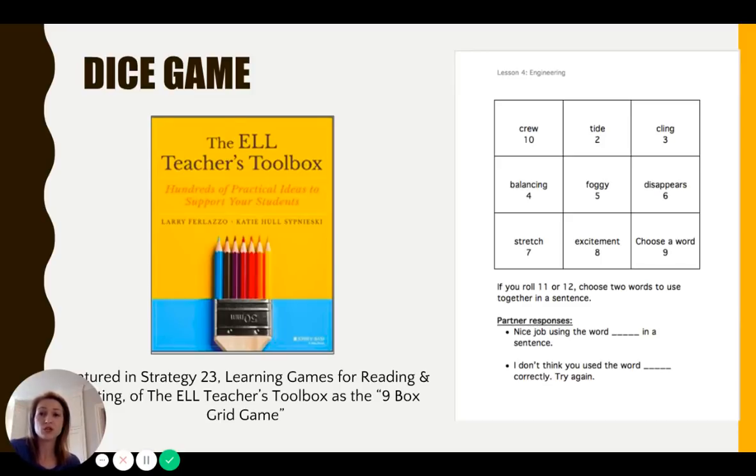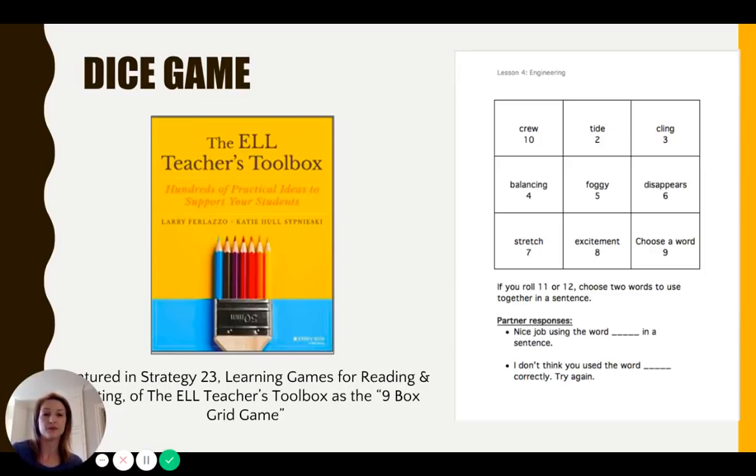This strategy was featured in the ELL Teacher's Toolbox, referred to as the 9-box grid game. And in the book, it's written with kind of different forms than I use it. And then I've also seen lots of teachers posting about it with other variations. So some teachers don't use dice because it drives them nuts. They use either one set of big foam dice for the entire class, or they just have other modifications. They might do it with small whiteboards. They might do it with a whole group. They might do it with a small group, with partners. There's so many different ways to do it.